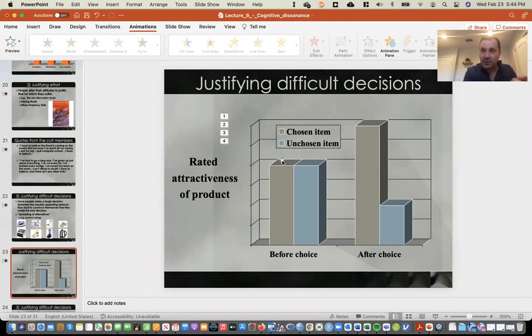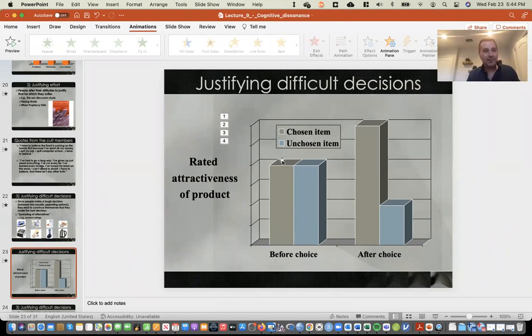Because as soon as I choose the blender, I feel the psychological need to justify that choice. Because if I choose the blender and I suddenly realize, oh wait, I should have chosen the toaster, what am I doing? Then that calls into question my abilities as a decision maker, and I don't like that, right? That's going to create a lot of cognitive dissonance.